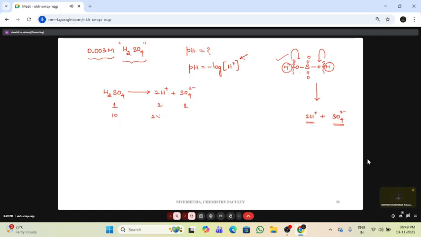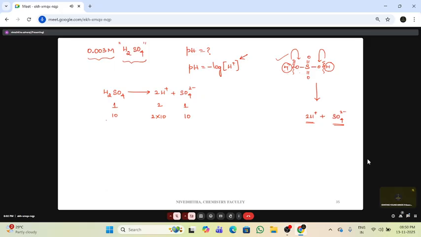So 2 into 10. How many SO4 2 minus ions will we get? One sulfuric acid molecule gave 1 SO4 2 minus. So 10 sulfuric acid molecules will give? 10, ma'am. Very good. 10 SO4 2 minus.